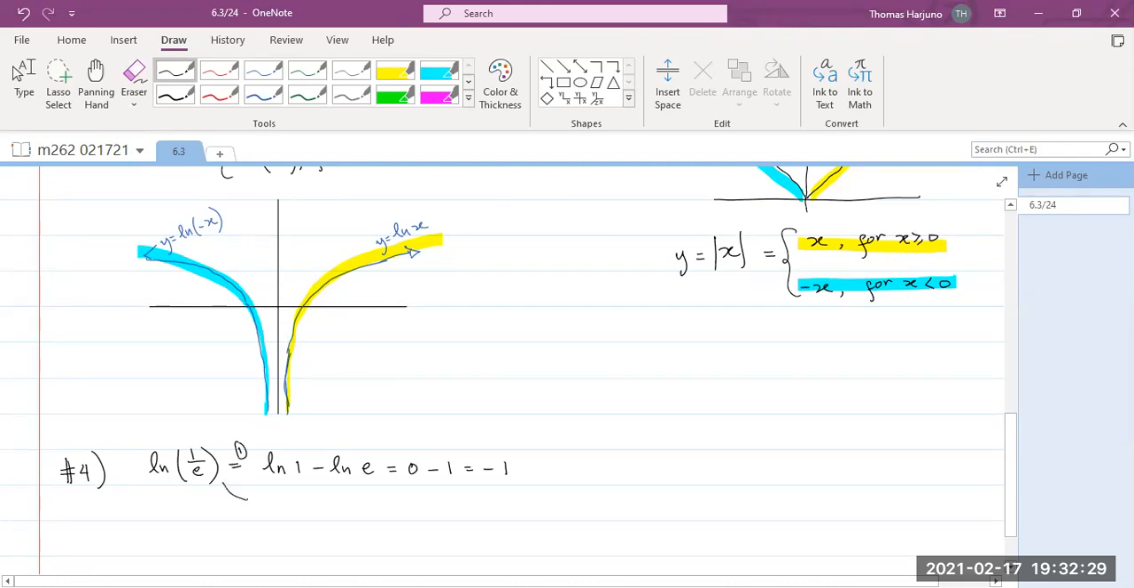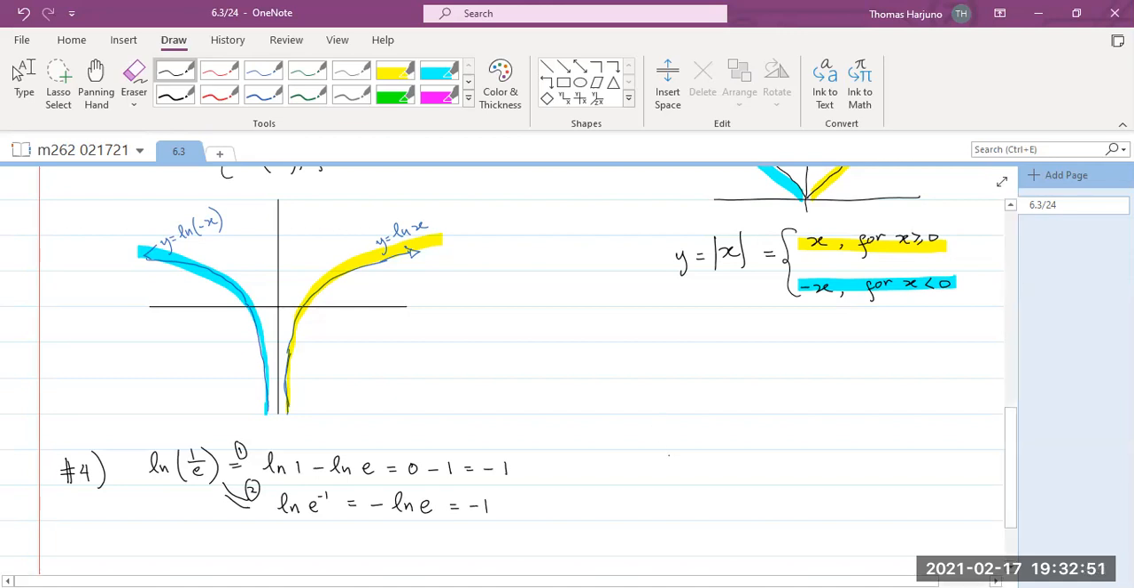Another way to look at this, the second method, is you say this is natural log of e to the -1. Basically, you rewrite 1 over e, and then you use rule number 3, move the negative to the front. Okay, that's for number 4a.